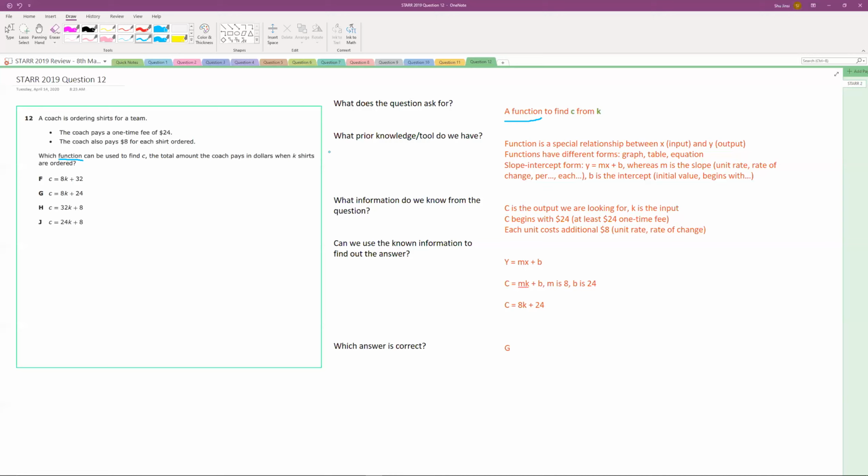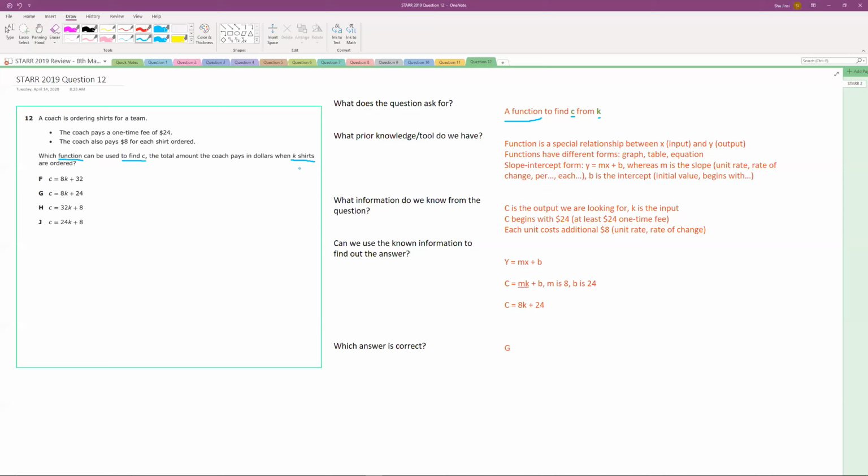And what does the function do? The function is used to find C from K, from the number of shirts ordered. So we are looking for a function to find C from K. Now, what do we know about function? We know function is a special relationship between X, the input, and Y, the output.